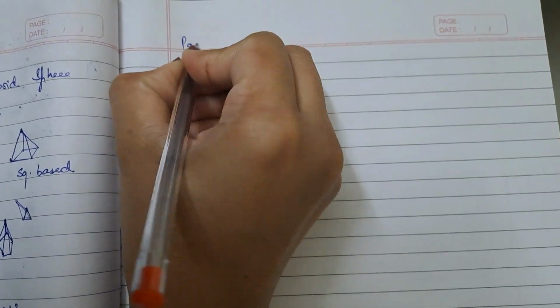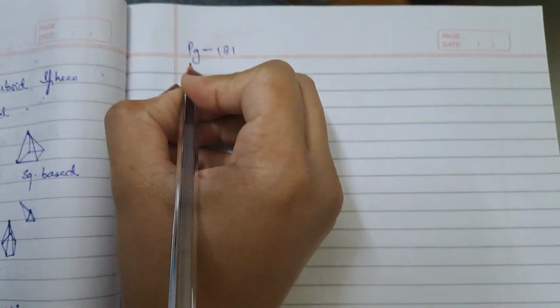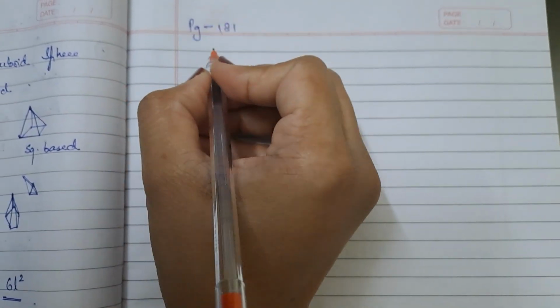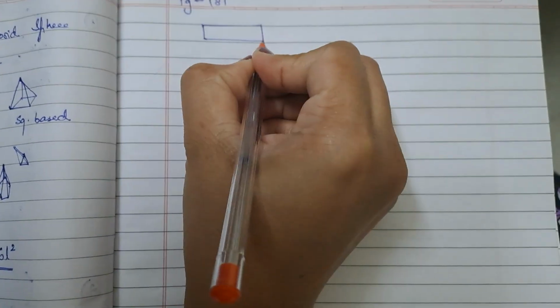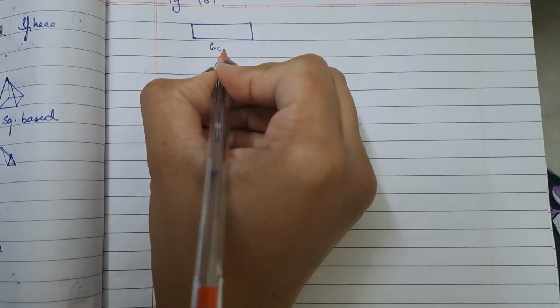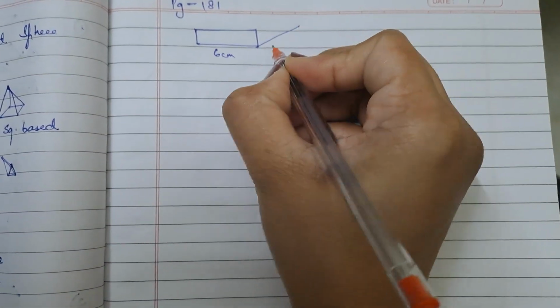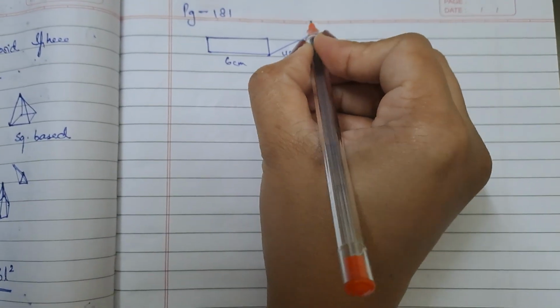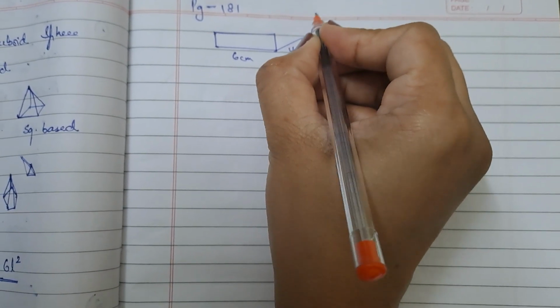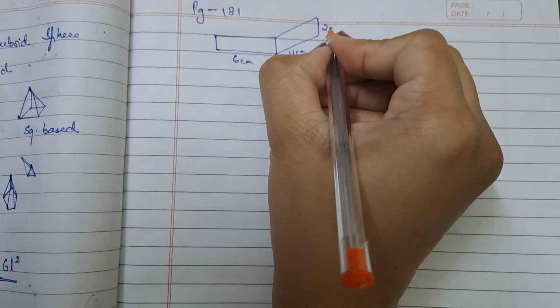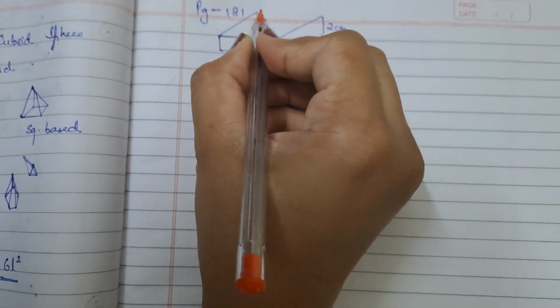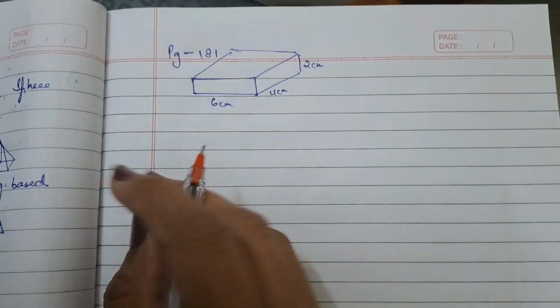On page number 181, there's a try these question is given, and they have given a cuboid in here. Okay, the cuboid is 6 centimeters here and it is 4 centimeters likewise, and it is given to me as 2 centimeters in height. I'm not drawing the full thing. Let me just finish the full thing. I just said I'm not drawing, but I will do it.